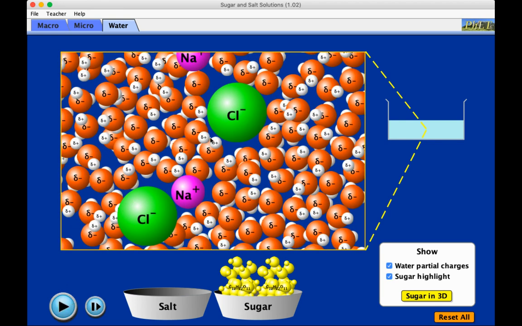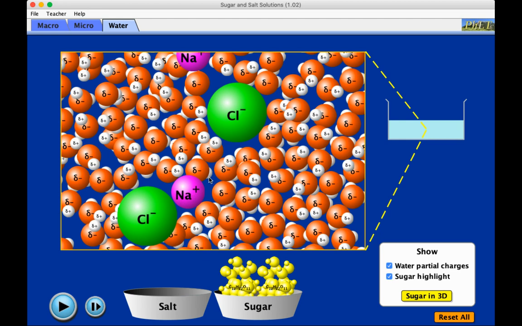What will happen is the negatively charged ion, the chloride ion, interacts favorably with the partially positive hydrogen end of the water molecule. The sodium ion, which you can kind of see happening here, interacts favorably with the partially negative oxygen end of the water and becomes surrounded by those molecules.